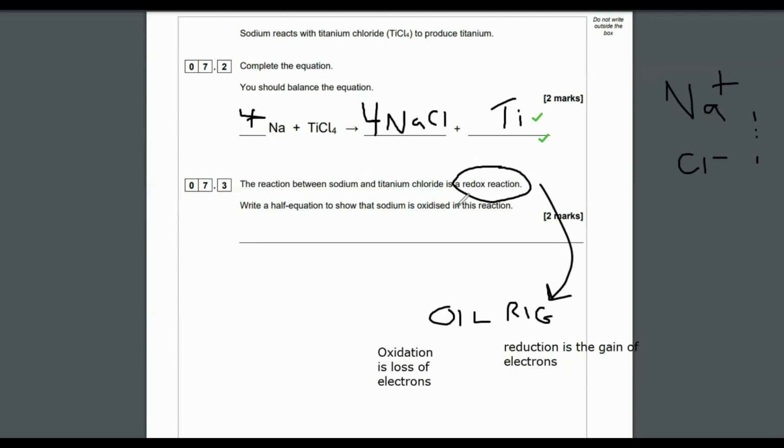Okay, write a half equation to show that sodium is oxidized. So we want to show that sodium is oxidized, losing electrons. So we want to write Na here. It's oxidized. So we're going to draw an arrow and then show it losing electrons. So we draw it as Na+, and then we put plus e-. Now, I'm not going to put state symbols, we don't need them for this. But there we go. Sodium goes to sodium plus plus e-, and that's 2 marks.